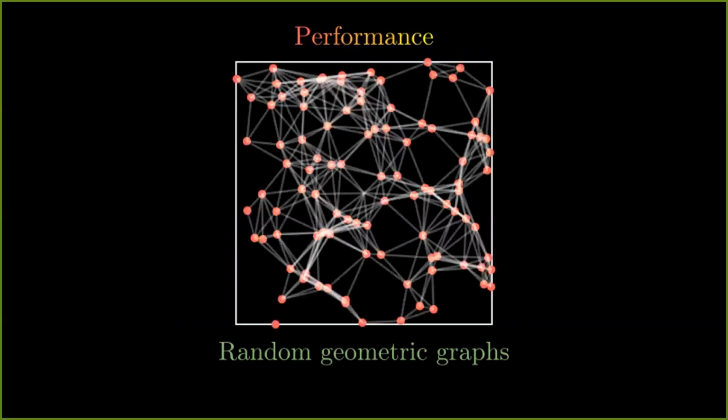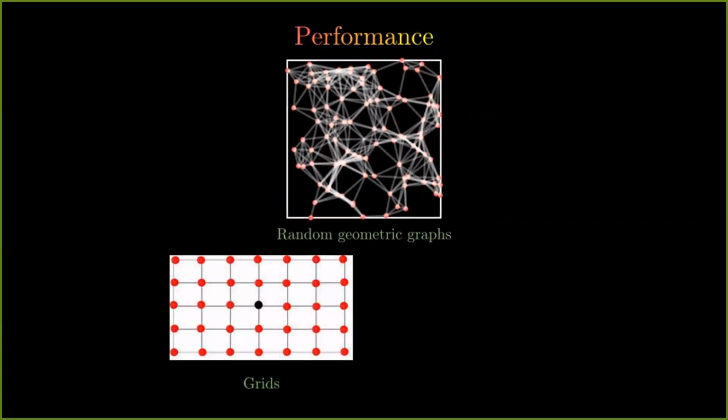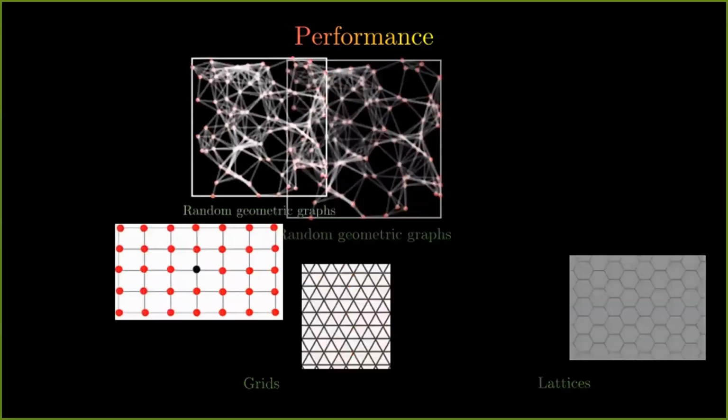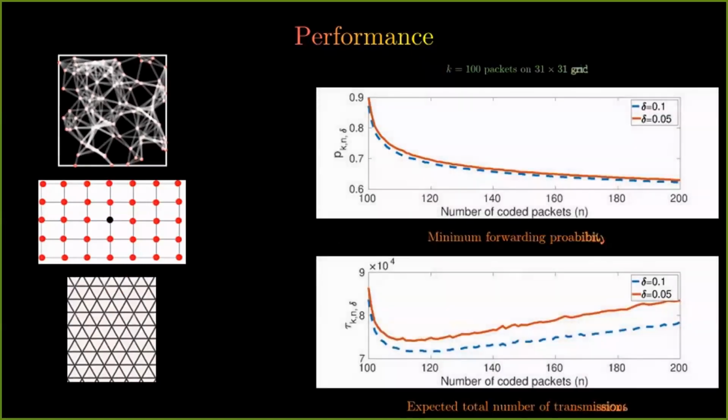But what are random geometric graphs? These are just a bunch of nodes deployed in an area at random, with any two nodes being connected if they are close to each other. We observed that on most well-connected graphs, such as these random geometric graphs, grids, or other lattice structures, the performance of the probabilistic forwarding with coding behaves something like this.